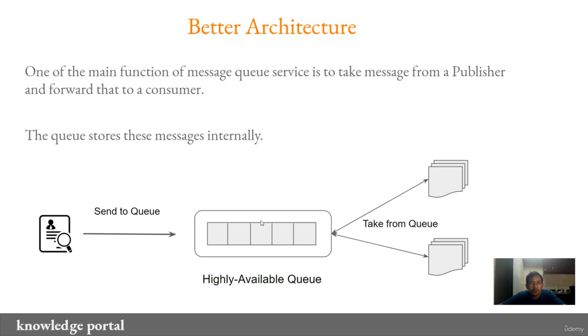Alright, so this is what a queue is all about. One of the main functions of a message queue service is to take a message from a publisher and forward that to a consumer. So in our architecture, the publisher becomes the image gatherer and the consumer becomes the image enhancer. This is a high level architecture.